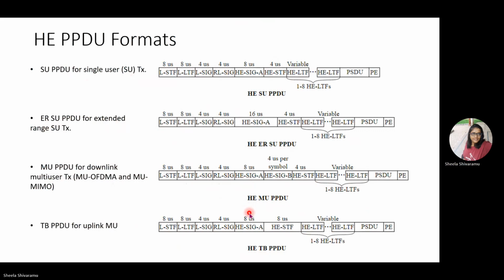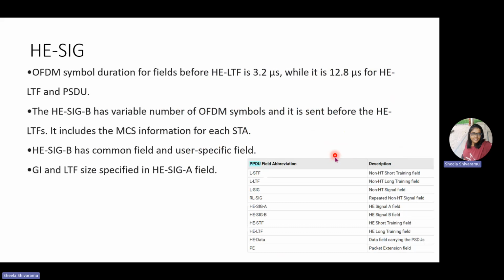Then comes this PE, the packet extension. This helps certain devices to prepare the response frame. That is, some devices need more time to prepare the response frame. So basically, it's a dummy field in order to fill up the time. So this completes the PPDU format. So we'll next see more on HE-SIG.